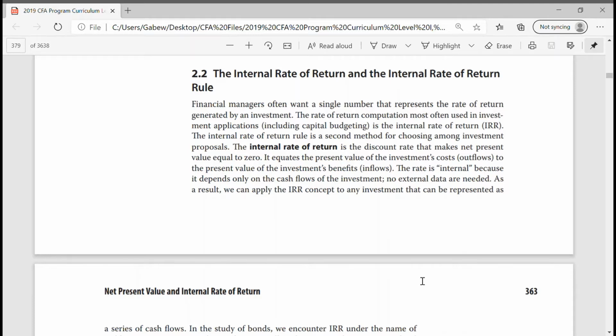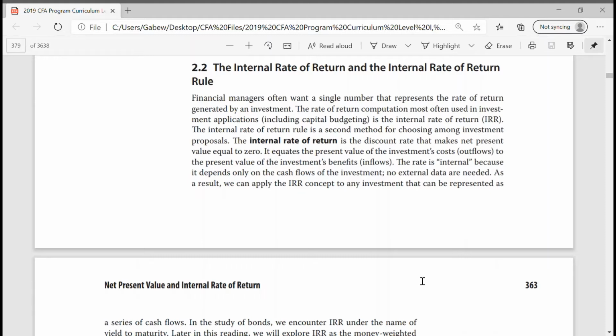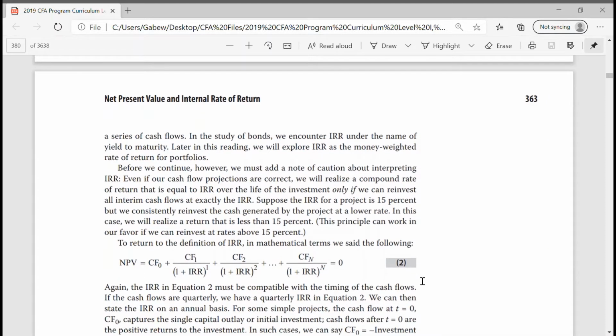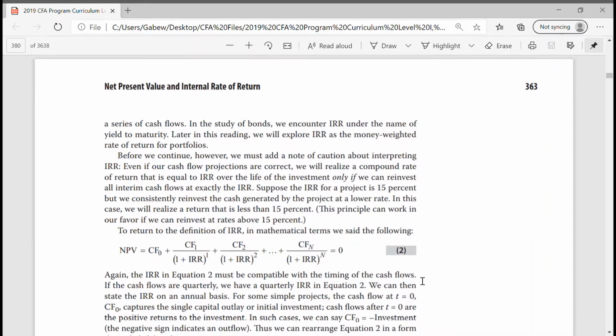As a result, we can apply the IRR concepts to any investments that can be represented as a series of cash flows. In the study of bonds, we encounter IRR under the name of the yield to maturity. Later in this reading, we will explore IRR as the money-weighted rate of return for portfolios. Before we continue, however, we must add a note of caution about interpreting IRR.